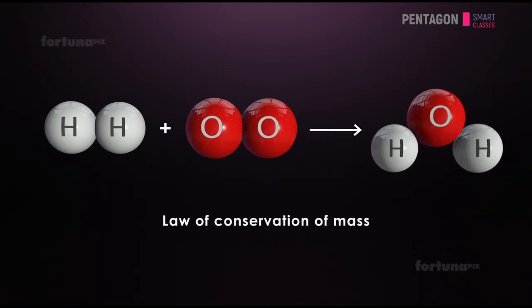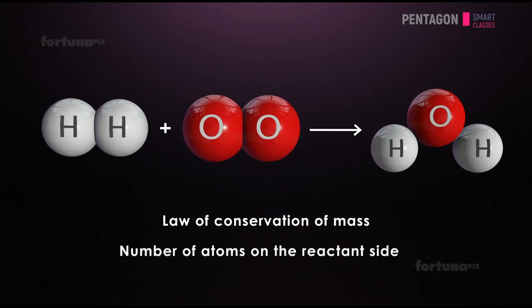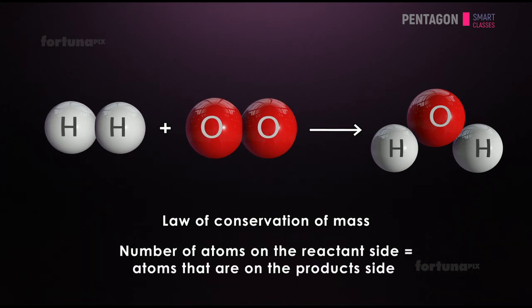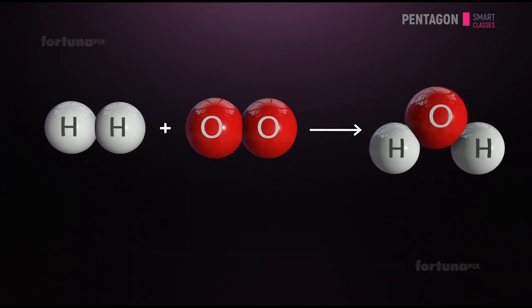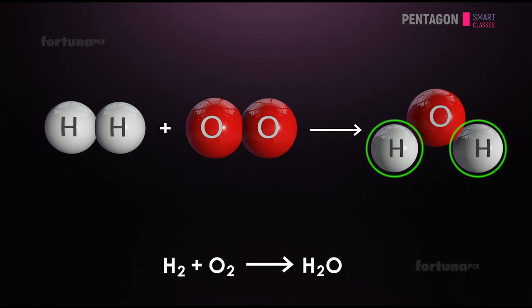According to the law of conservation of mass, which we learned in another session, the number of atoms on the reactant side should equal the atoms that are on the products side. Our equation represents the two hydrogen atoms, but it looks like we've lost one oxygen atom on the product side. That means our equation is unbalanced.